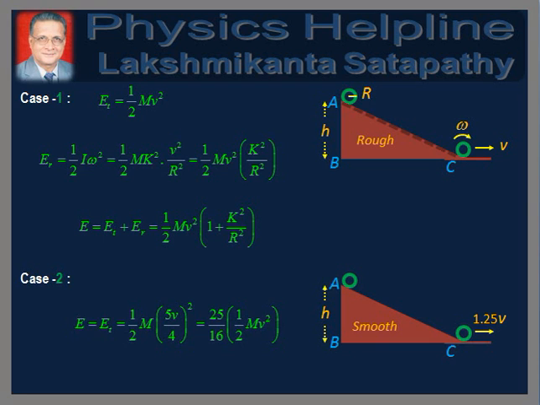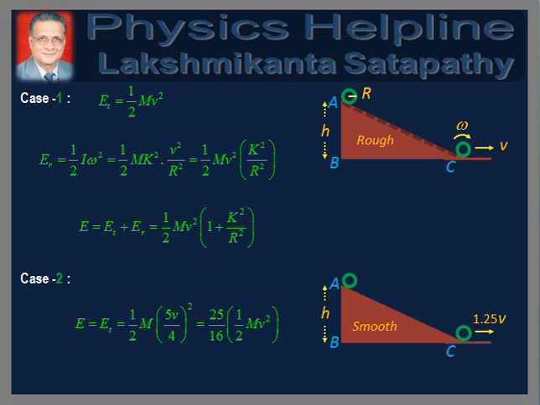In the first case, kinetic energy of translation is equal to half mv square. Kinetic energy of rotation is equal to half I omega square, which is equal to half mk square into v square by r square, which is equal to half mv square into k square by r square. Therefore, total kinetic energy is equal to half mv square into 1 plus k square by r square.